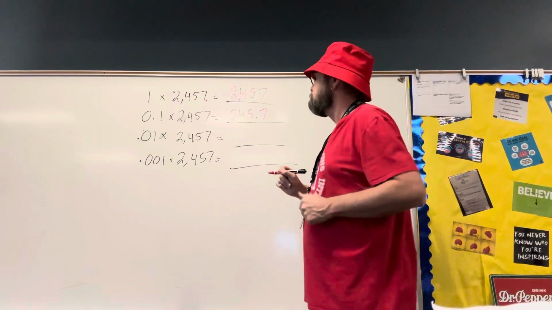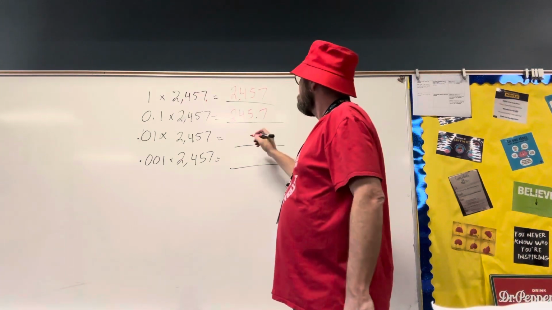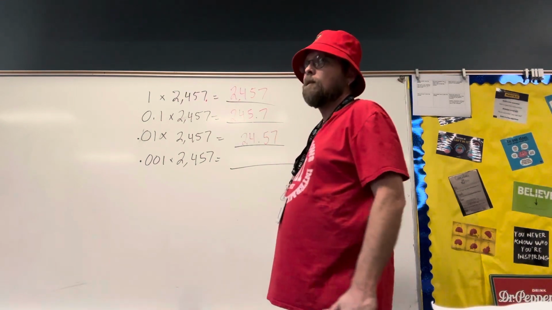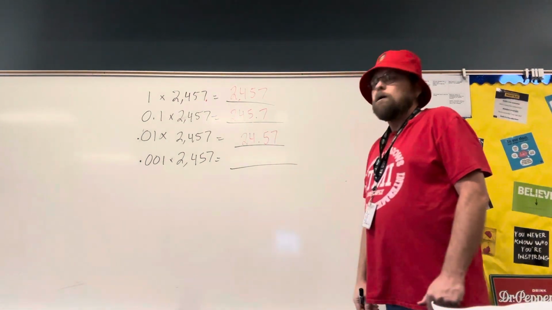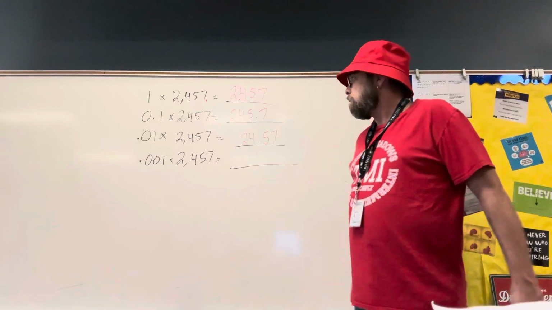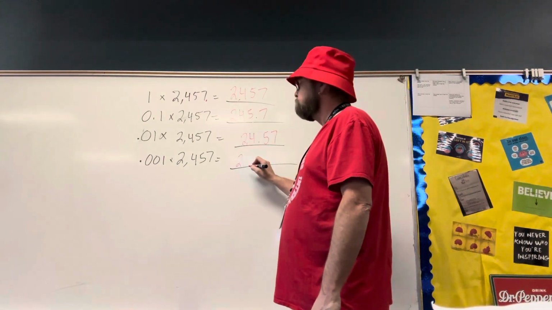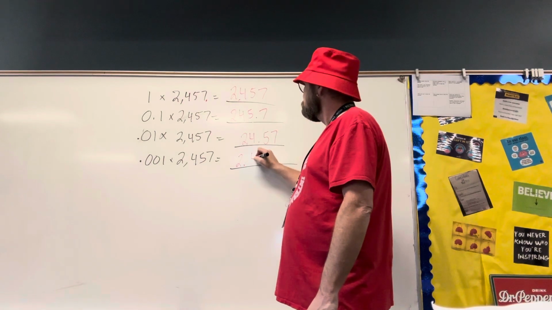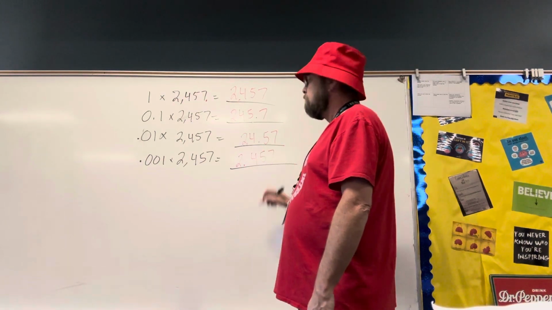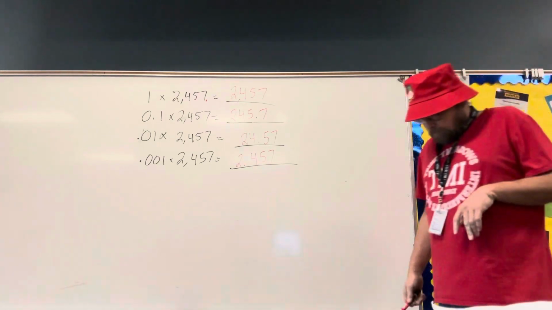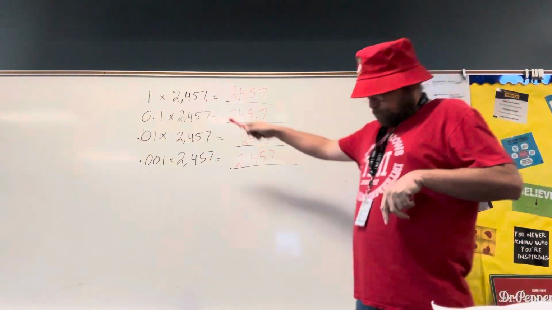Tommy? 24 and 57 hundredths, good. And Nadia? 2 and 457 thousandths. Good. 2 and 457 thousandths.